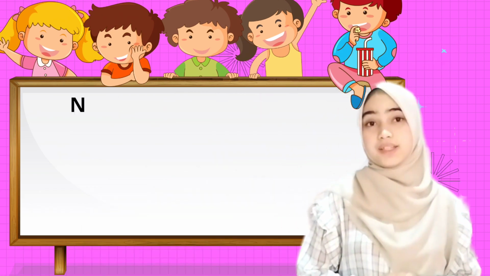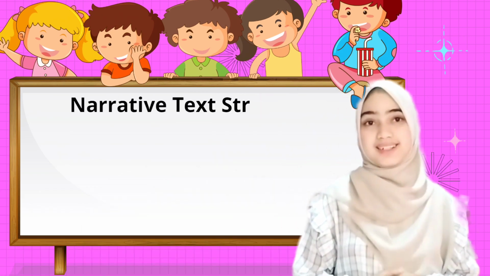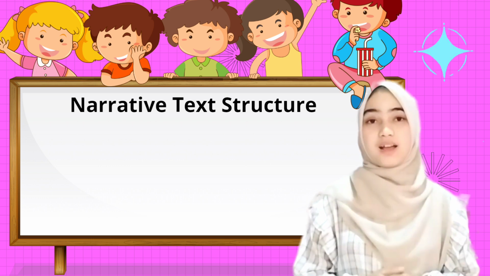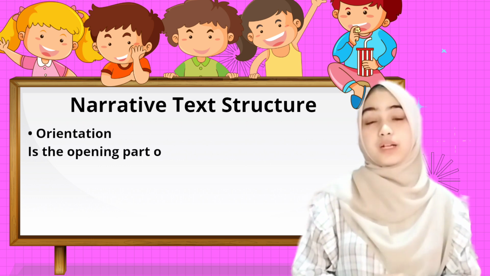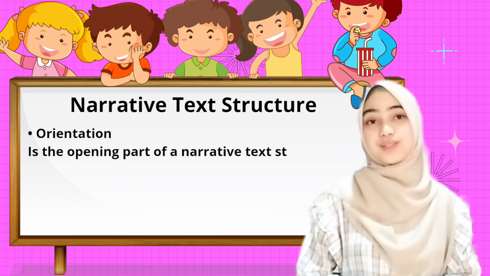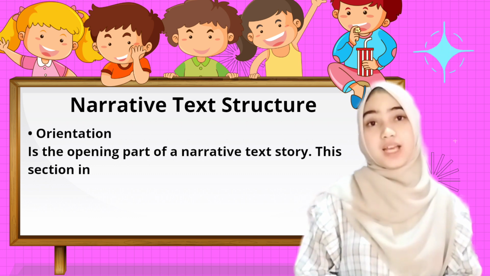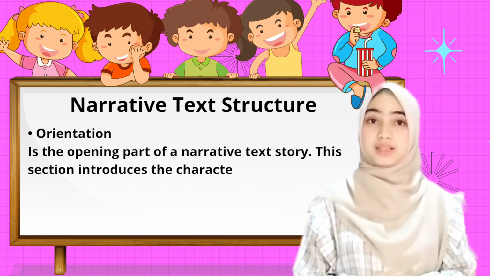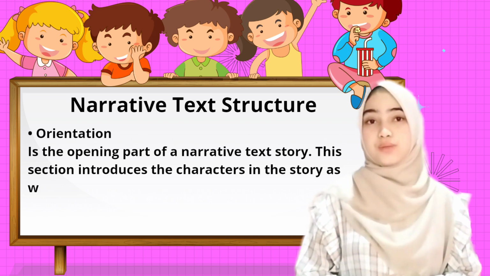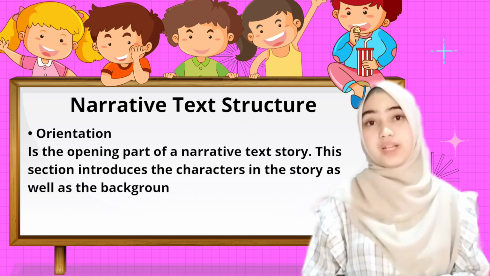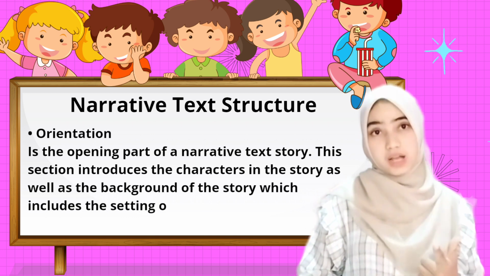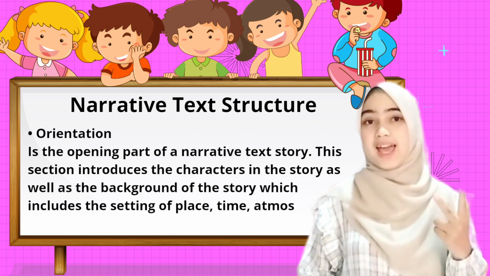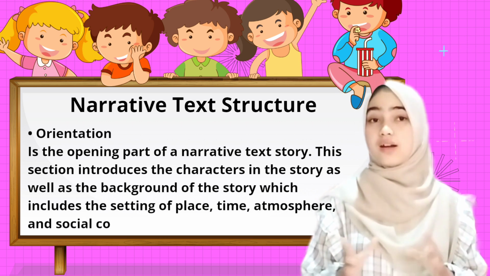Next, narrative text structure. First, orientation is the opening part of a narrative text story. This section introduces the characters in the story as well as the background of the story, which includes the setting of place, time, atmosphere, and social condition or setting.